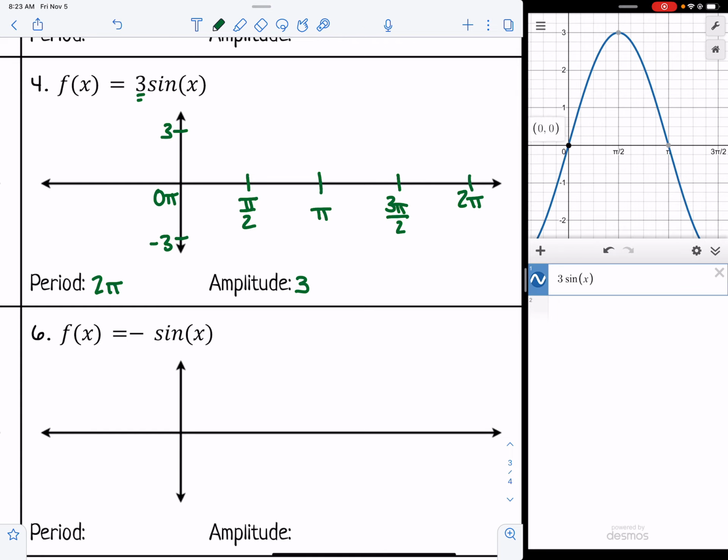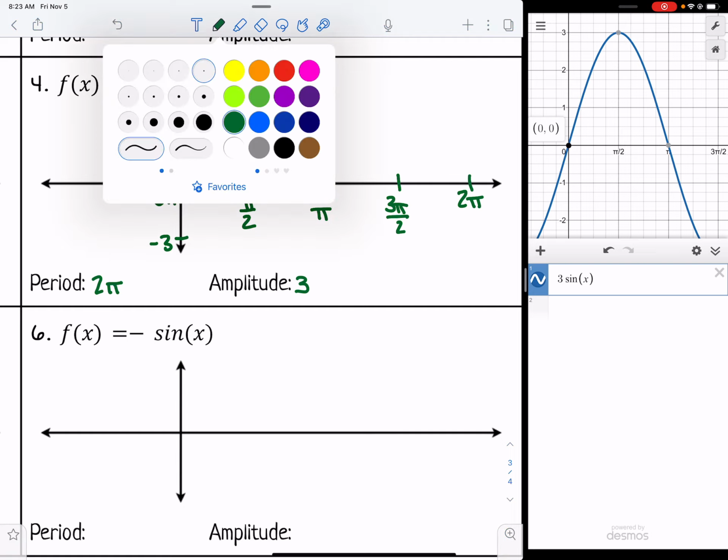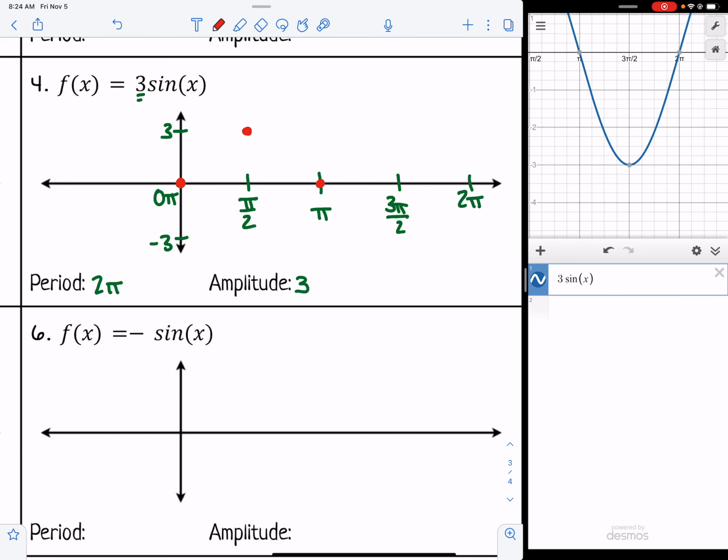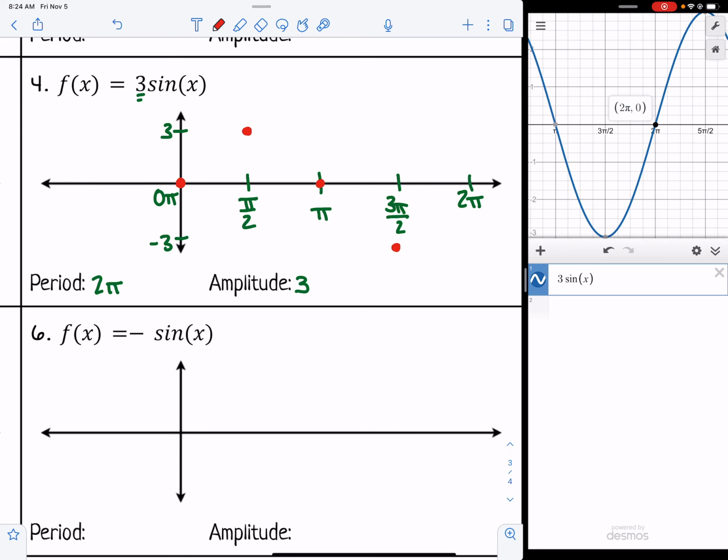So that just helps us pick these points out really nice and easy from your Desmos. So you got 0. We've got pi over 2 would go with 3. So plot that point. Pi is back at 0. 3 pi over 2 is at negative 3. And then 2 pi comes back to 0. So notice when you draw this sine graph, it looks kind of like an S-shaped graph.